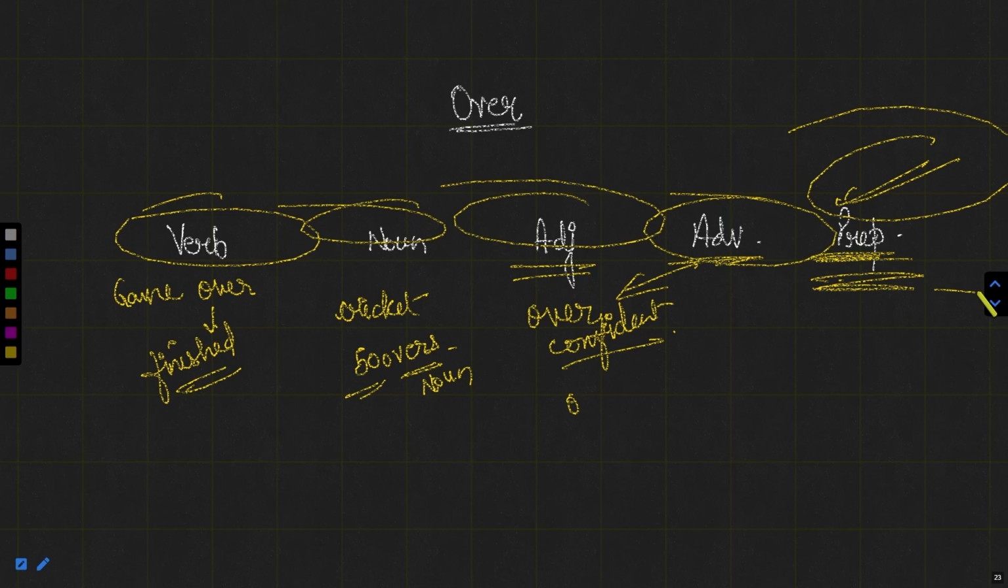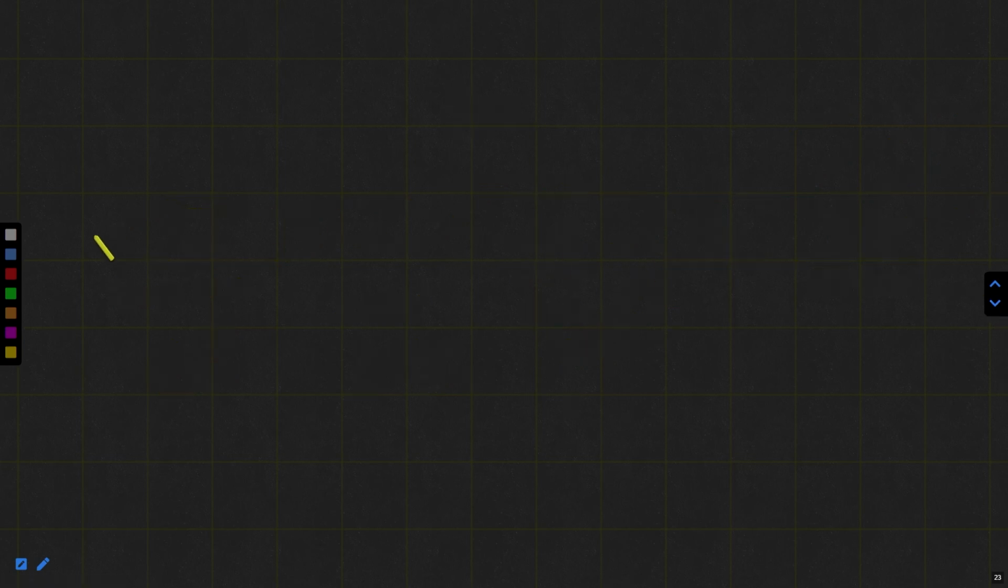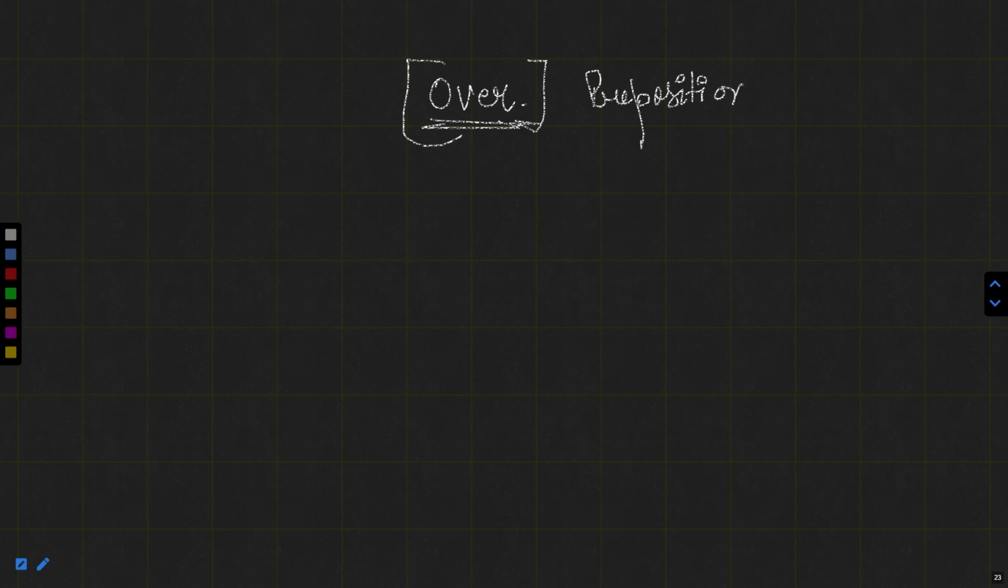We are not going to discuss over in other parts of speech. We are going to discuss over in prepositions only. First thing is there. Now let me take another page, and here I will tell you over as a preposition only. So this over is a preposition only, and it can have different uses. It can be used differently in sentences.